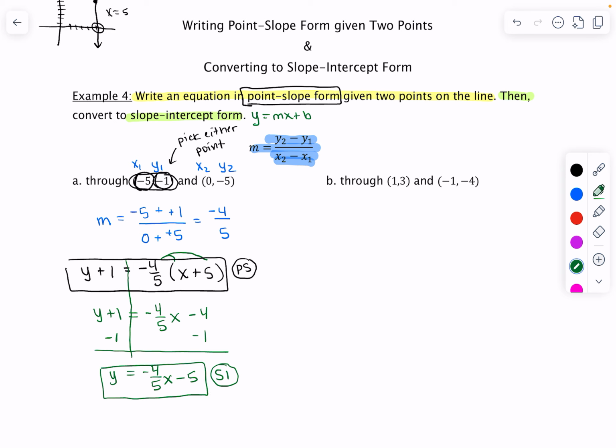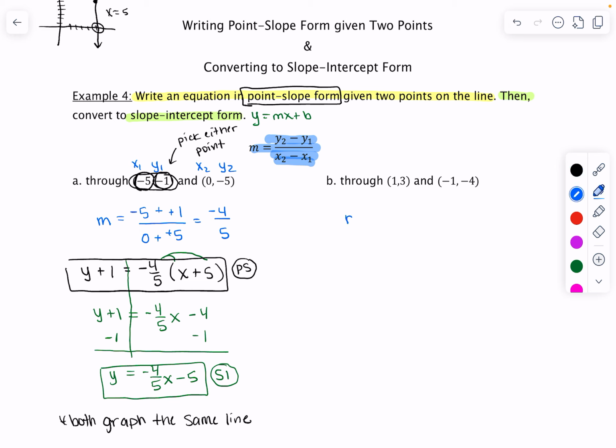They both graph the same line. They just give us two different pieces of information. One gives us the slope and the y-intercept. The other gives us a random point along the line and the slope. Okay. So let's do example B, start to finish.